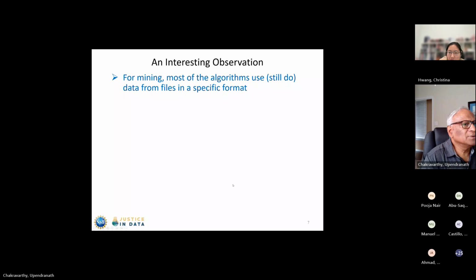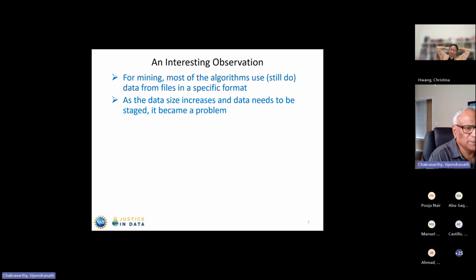So for mining, one observation is that most of the algorithms use data from files in a specific format. That's how mining algorithms have been developed and are still used. They assume data in a certain form. If you look at the Python packages, for example, you have to transform the data into a particular data structure that the particular algorithm uses, and not all algorithms use the same data structure.